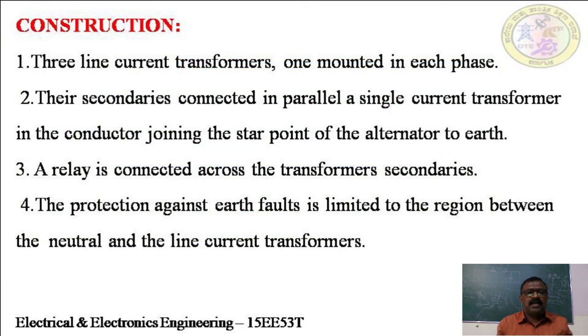Let us see the construction of balanced earth fault protection. There are 3 line current transformers, one mounted on each phase. Their secondaries are connected in parallel. A single current transformer is placed in the conductor joining the star point of the alternator to the earth. A relay is connected across the transformer secondaries. The protection against earth faults is limited to the region between the neutral and the line current transformers.